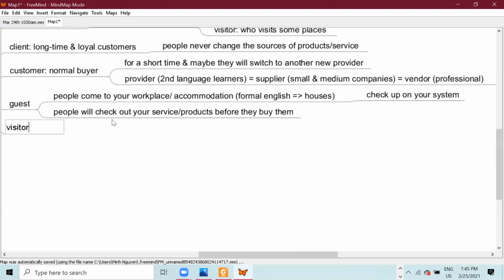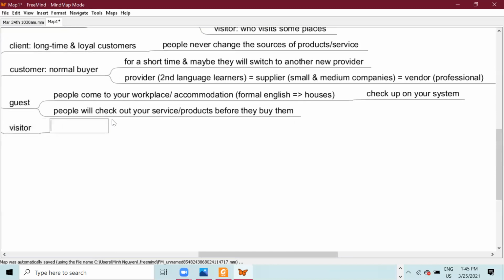And the last one is the word visitor. You can think of a visitor like a tourist. Tourists are people who visit places.